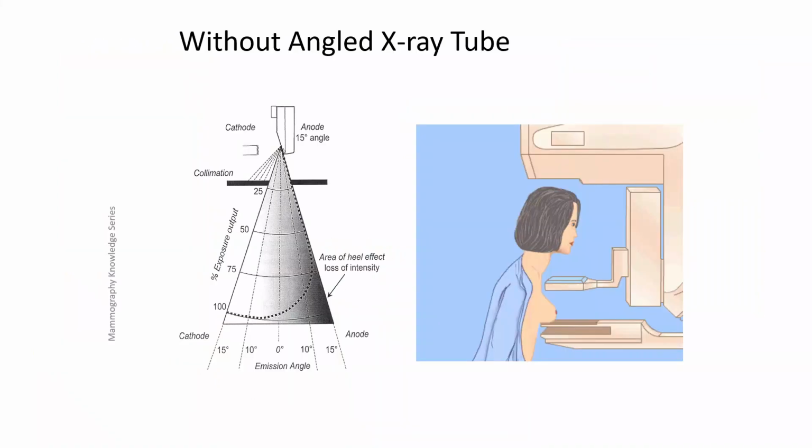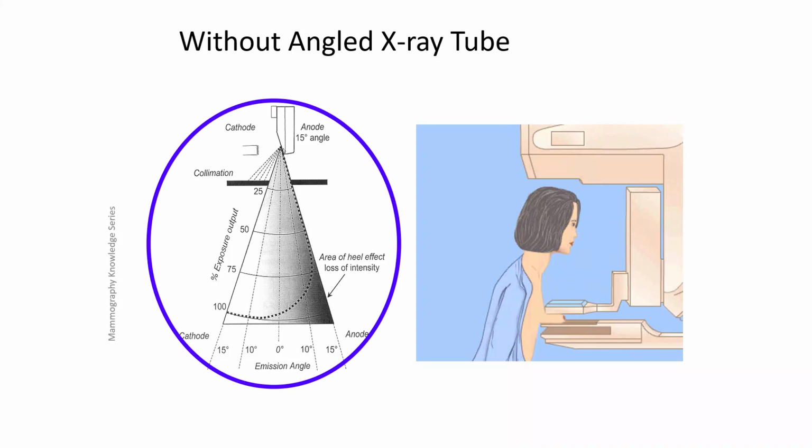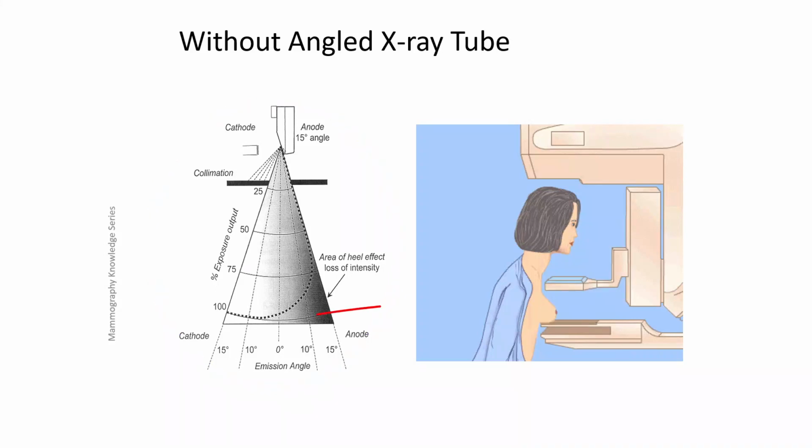Now let's compare the tube with a regular X-ray tube, and here we see a regular X-ray tube with the emission angles of the X-ray beam. So let's compare the geometry of the X-ray emission to the geometry of the human breast. Traditional use of the X-ray tube without an angle does not give us any benefit for imaging the breast.